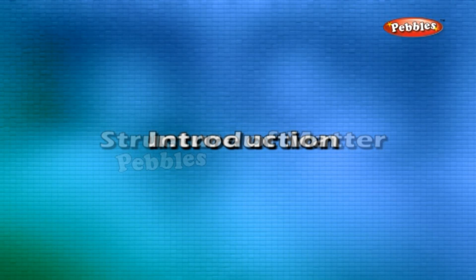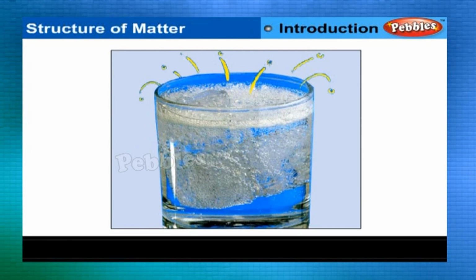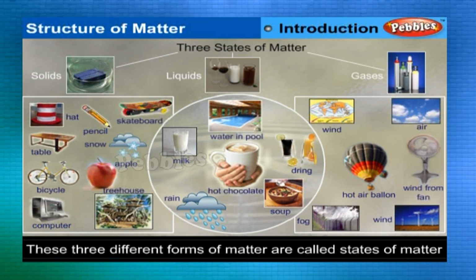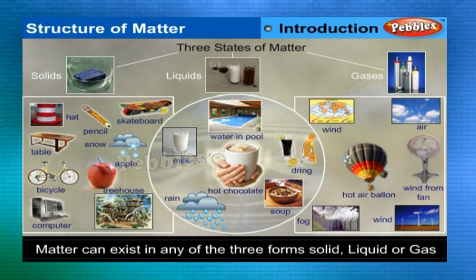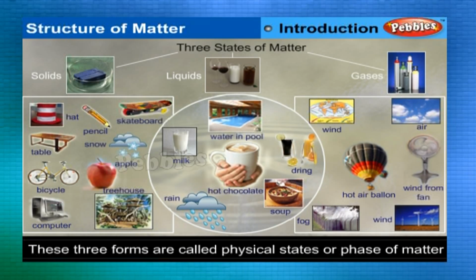Structure of matter. Introduction. States of matter. You have already read in the previous class that anything which occupies space and has some mass is called matter. You also know that matter may exist as solid, liquid, or gas. These three different forms of matter are called states of matter. Matter can exist in any of the three forms, solid, liquid, or gas. These three forms are called physical states or phases of matter.